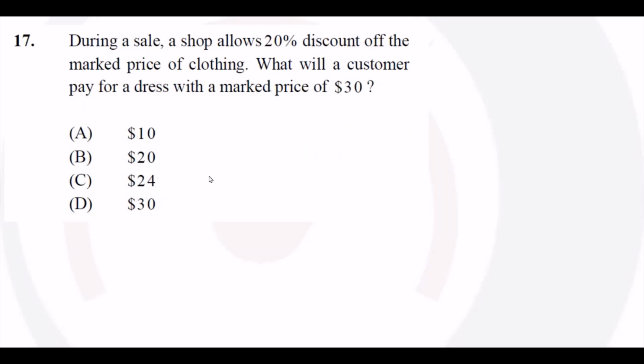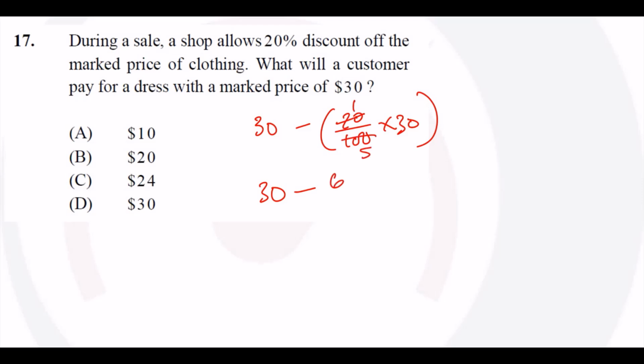During a sale, a shop allows 20% discount of the marked price of clothing. What will a customer pay for a dress with a marked price of $30? So we know discount means it's less than, so it's going to be 30 minus 20% of 30. So let's work our bracket. 20% of 30 is 1/5 of 30, and that gives us 6. So 30 minus 6 gives us $24. So the discounted price is going to be $24.